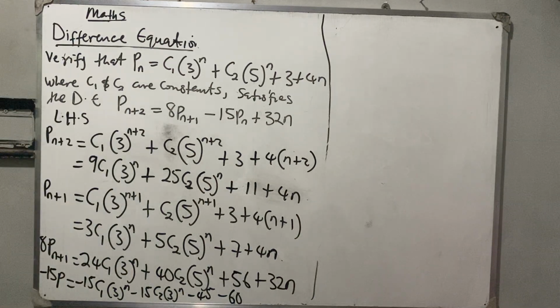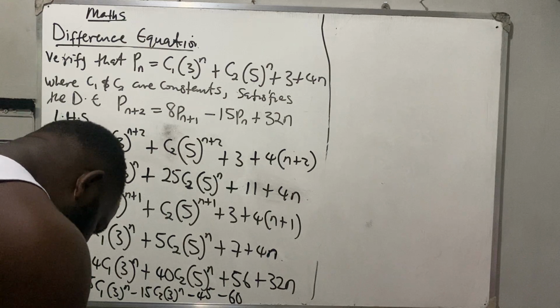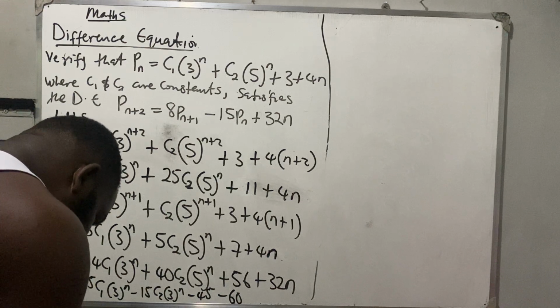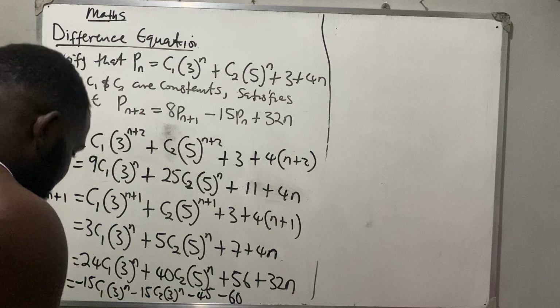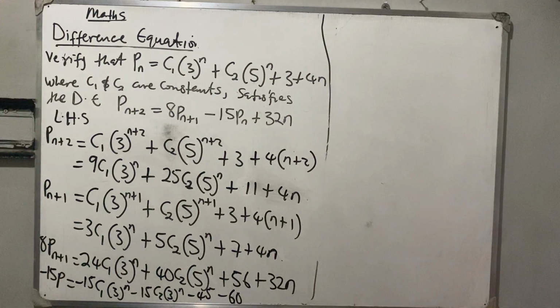So where is the problem coming from? Let me check if I'm correct with my equation. 8p, where is the question? Minus 32n. Okay. It's not a must that they must be the same thing, but I'm just saying.